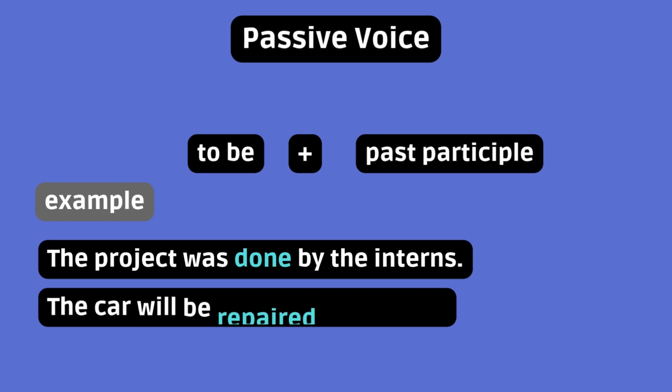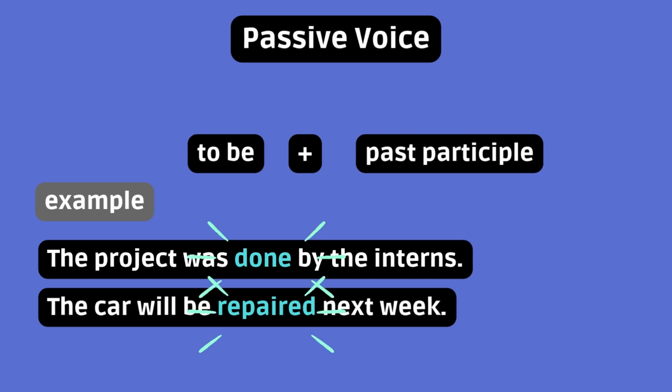The car will be repaired next week. Again, the car is not the one that will be doing the repairs. Here it's implied that it will be a mechanic. The car is the one that will be undergoing repairs. In both sentences, the passive voice is formed with the verb to be and a past participle.